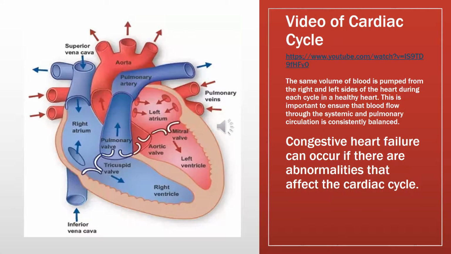So on this slide, I've included a link to a YouTube video that shows you a nice visual of how that cardiac cycle is happening all simultaneously. Basically, the same volume of blood is pumped from the right and left sides of the heart during each cycle in a healthy heart. This is important to ensure that blood flow through the systemic and the pulmonary circulation is consistently balanced. When there's congestive heart failure, there are abnormalities in the heart that affect that cardiac cycle.